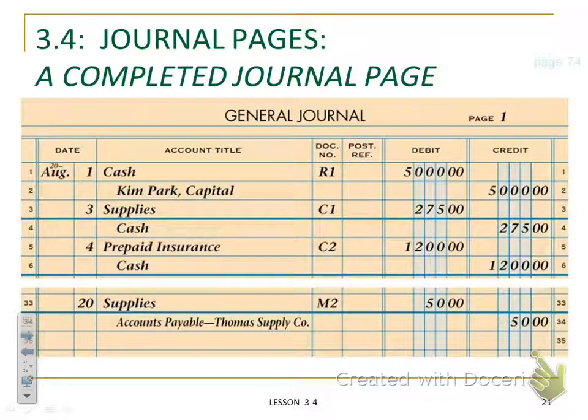Therefore, we cannot start a transaction on this page because we know that all transactions have at least 2 entries, 2 accounts that are affected. You cannot split a journal entry between 2 pages. So therefore, we must move our journal entry to a new page. We cannot start a journal entry where one part is on one page in our general journal and the other part is on a different page. We will move to a new page.